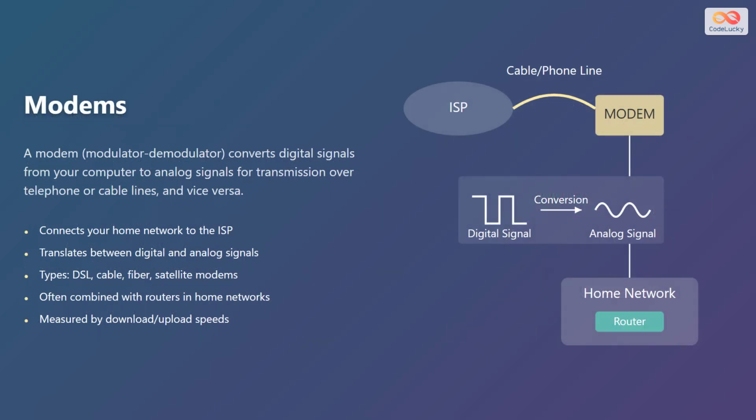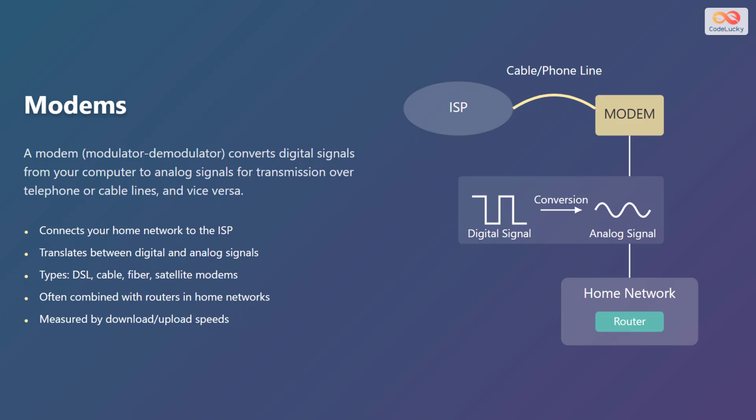Now let us understand modems. A modem, short for modulator-demodulator, is a device that converts digital signals from your computer to analog signals for transmission over telephone or cable lines, and vice versa. This translation is necessary because traditional phone and cable lines transmit analog signals, while computers use digital signals.